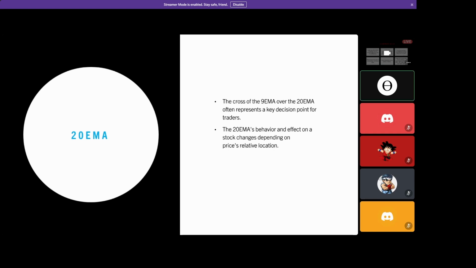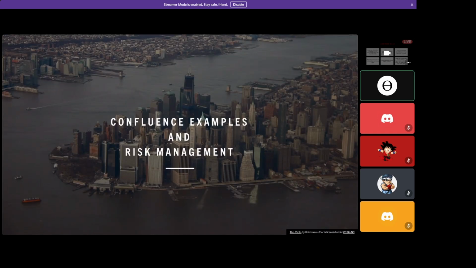And the second point is that the 20 EMA's behavior and effect on a stock often changes depending on the price's relative location, which is why a lot of people who use the 20 EMA often get dumped on, often get stuck in trades, right? So you want to use the 20 EMA in a very particular way, not just simply as support or resistance all the time, all right? Okay, so to that end, we're going to look at some confluence examples and some risk management techniques.